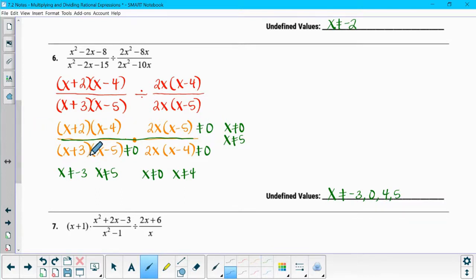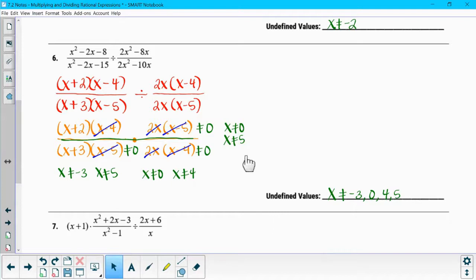As long as you have a pair where one is in the numerator and one is in the denominator, you can cancel. So let's see. My 2x's go away. X minus 4's go away. X minus 5's go away. Leaving me with x plus 2 over x plus 3.